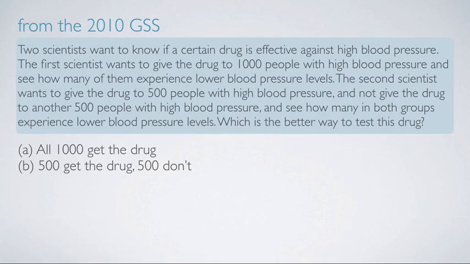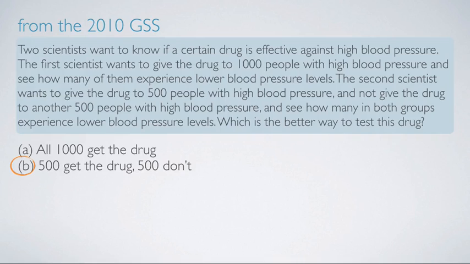Which is the better way to test this drug? You've all been exposed to principles of experimental design by now, and we know that controlling is important when we're running experiments. So the answer should be that 500 get the drug and 500 don't, where the group that doesn't get the drug acts as the control group should be the better design.